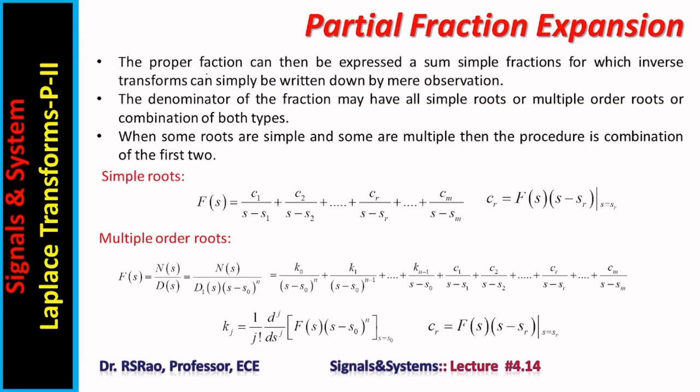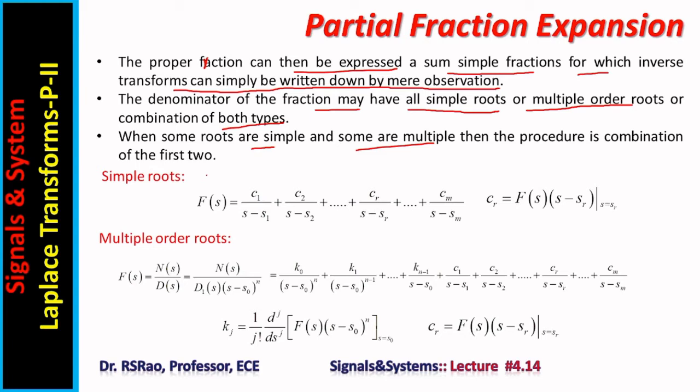The proper fraction can then be expressed as a sum of simple fractions for which inverse transforms can simply be written down by mere observation. The denominator of the fraction may have all simple roots or multiple order roots or a combination of both types. When some roots are simple and some are multiple, then the procedure is a combination of the first two. Let us suppose it has only simple roots.